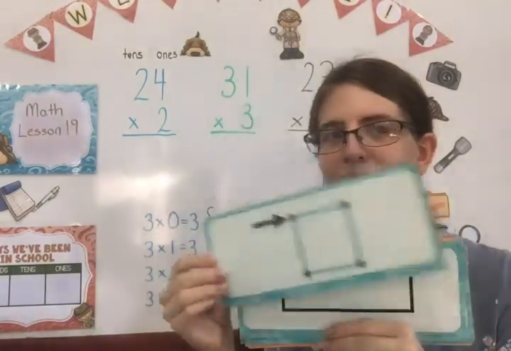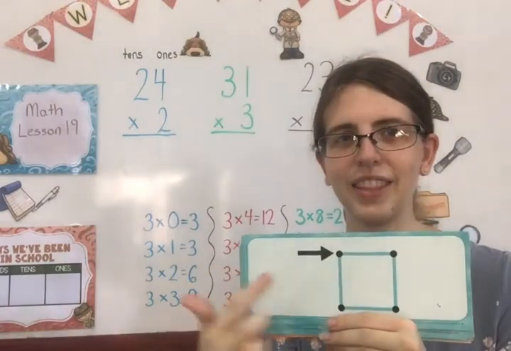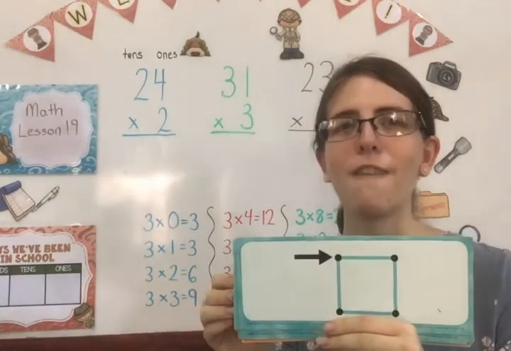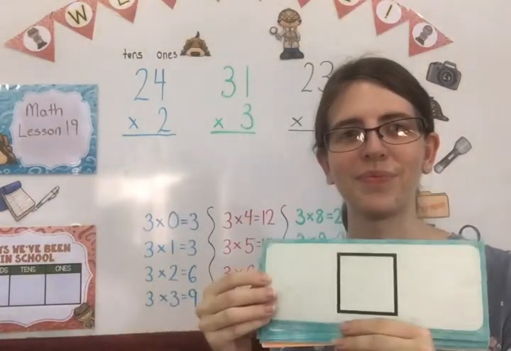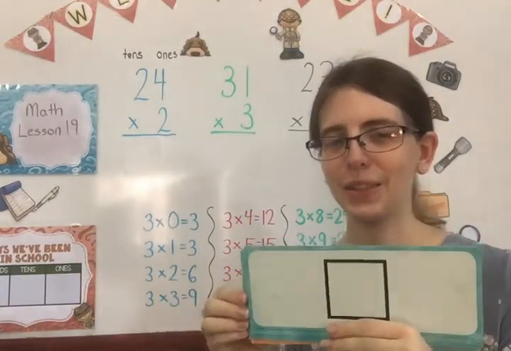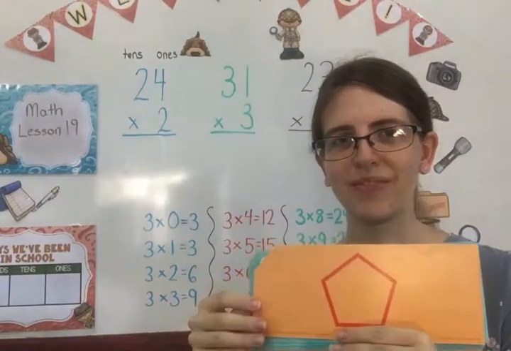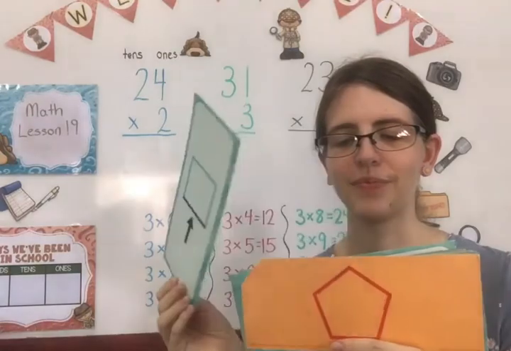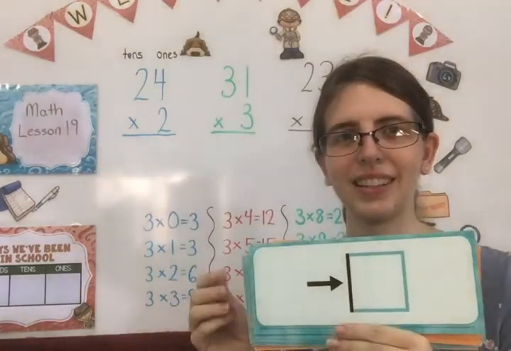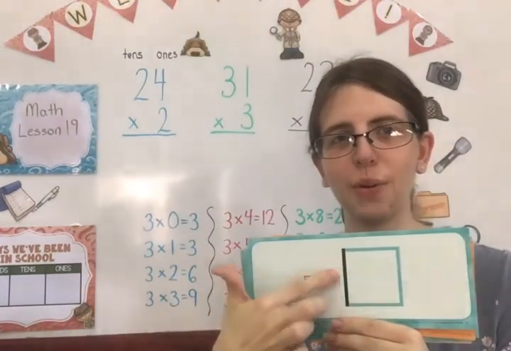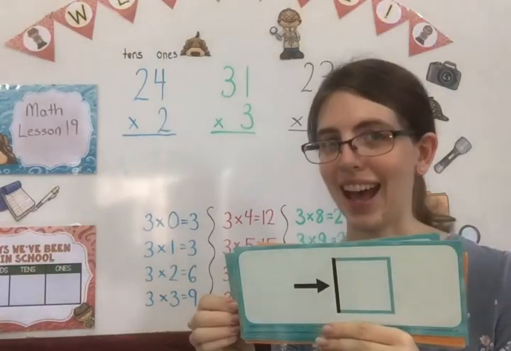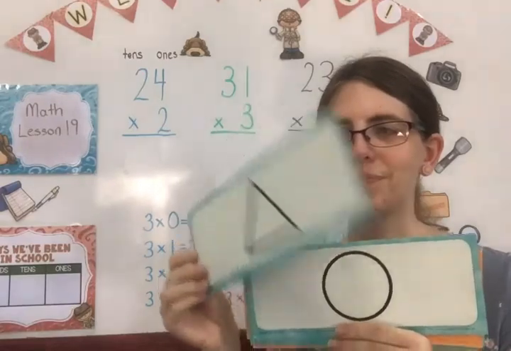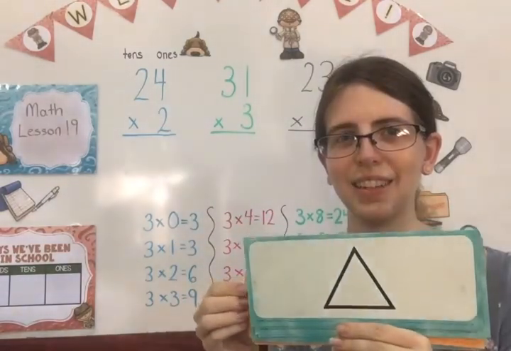Rectangle. This little dot right here that the arrow is pointing to. Vertex. Square. Pentagon. This whole thing right here is the side. Circle, triangle.